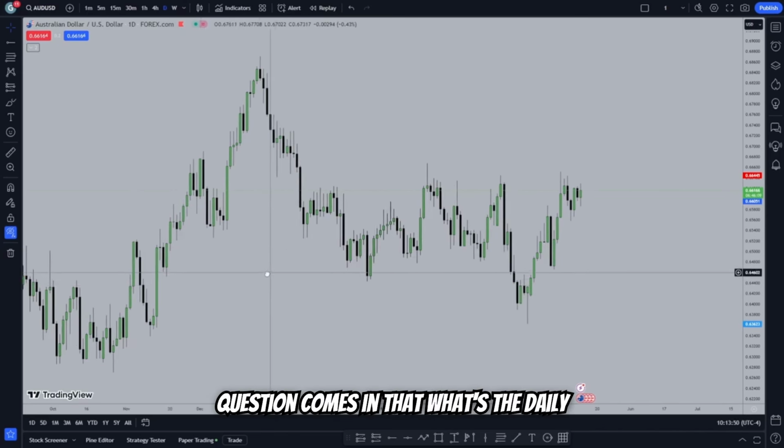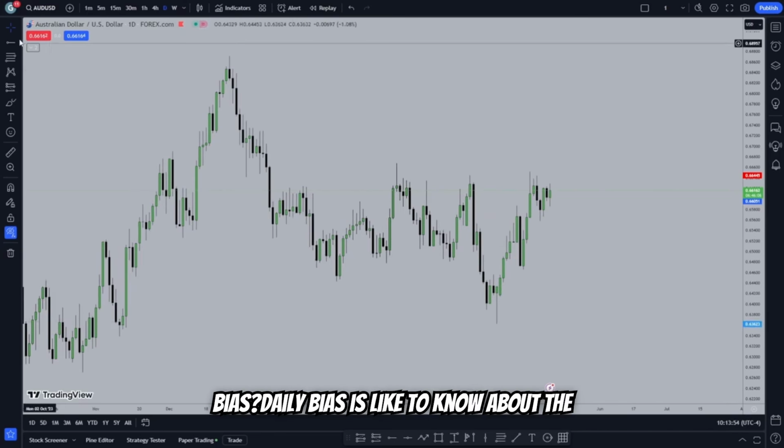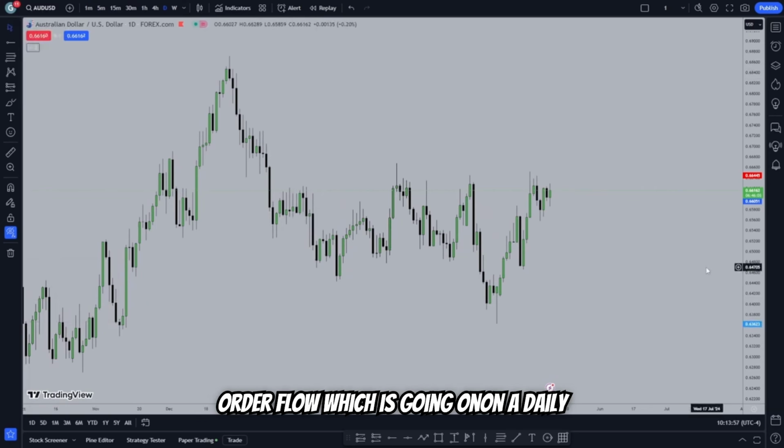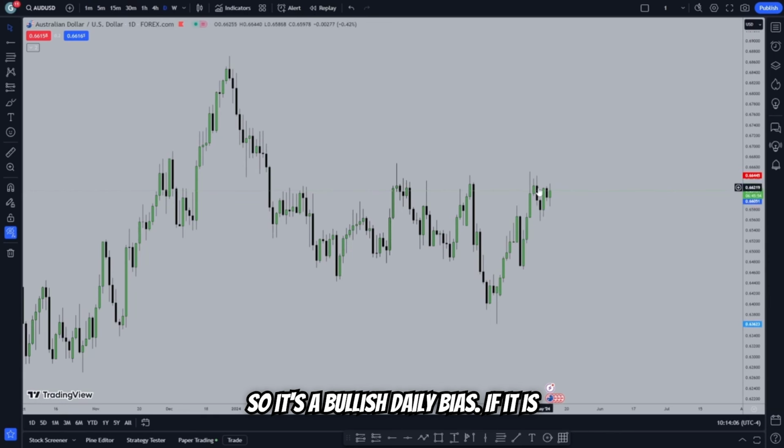Now the question comes in, what's the daily bias? Daily bias is to know about the order flow which is going on a daily time frame. If on a daily time frame the market is going towards the upside, it's a bullish daily bias. If it is going towards the downside, it is a bearish daily bias. Okay, so now how to predict where the daily time frame will be going?